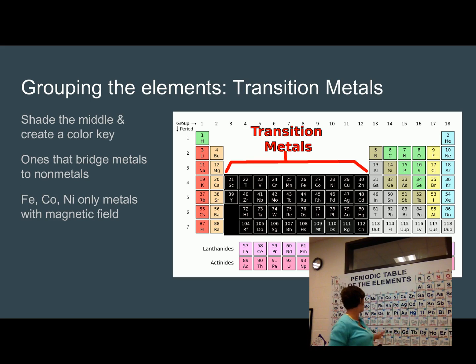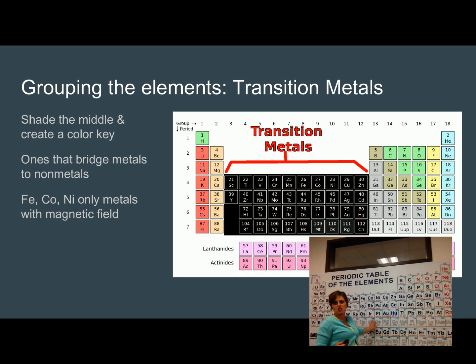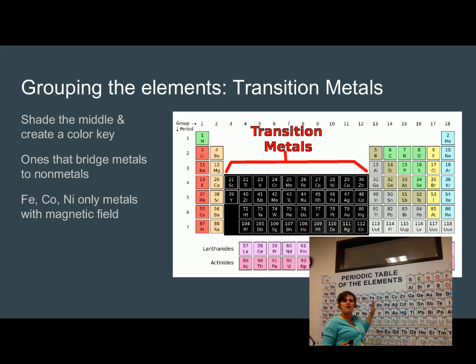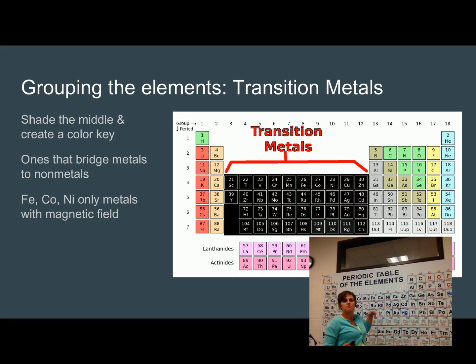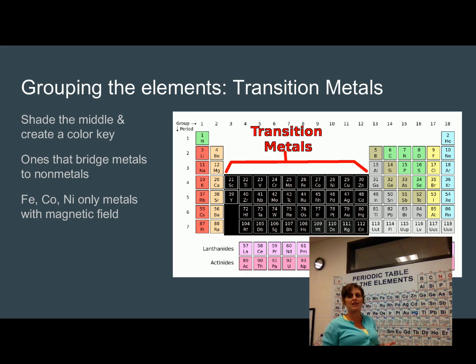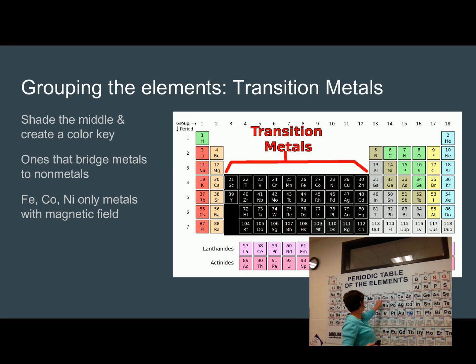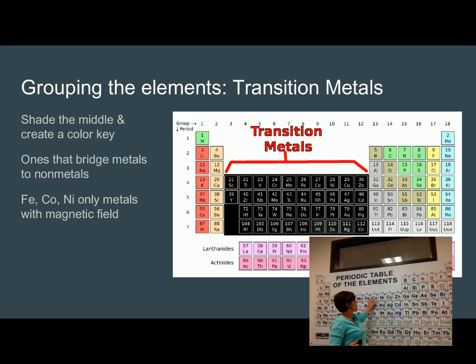Then in the middle here, this big middle chunk, are your transition metals. These are semi-reactive, but the only ones that have a magnetic field are iron, cobalt, and nickel, which are right here. So these ones have a magnetic field.